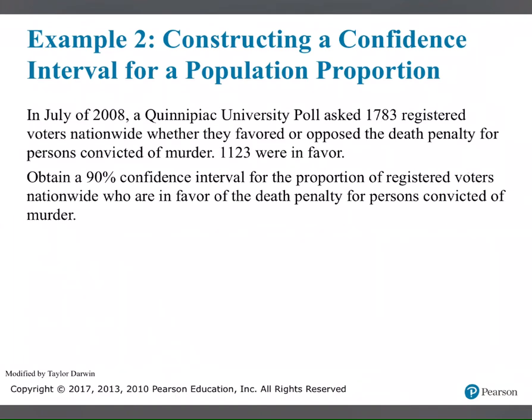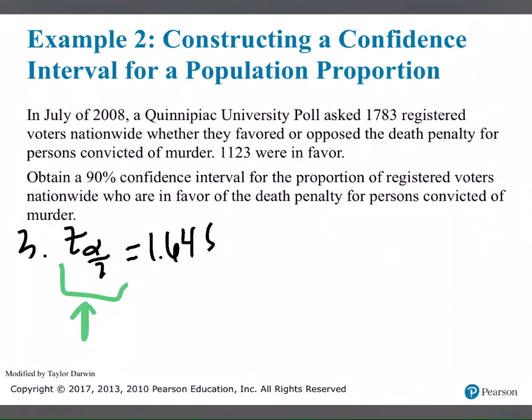All right, so that's step 3. My z of alpha divided by 2 is 1.645. All this is my critical value. That's the same thing. If you see the word critical value, that's all it means. That's what we just found. And so, again, that's one of the hardest things.